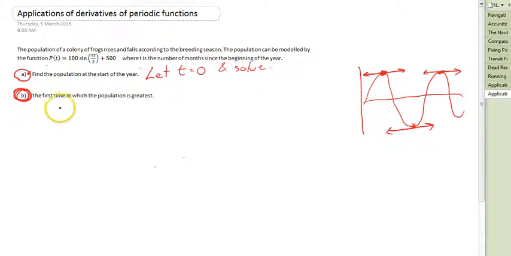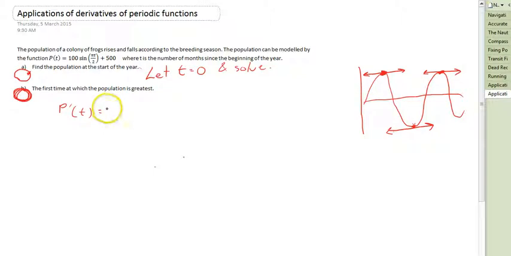So if I can find the derivative of this function, p dash t, that equals, let me have a think about that one. Okay, that equals 100 times pi on 2. So pi on 2 is just the number there that comes out of here. Cos, and then the brackets stay the same, pi t on 2. And that 500 is going to disappear. We can just tidy this up a bit. That's going to be 50 pi cos pi t on 2.